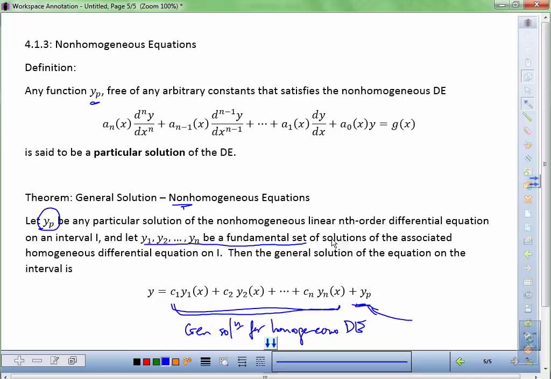Victor? No. If we were looking for the fundamental set, then we would use a Wronskian to make sure that they're all linearly independent.